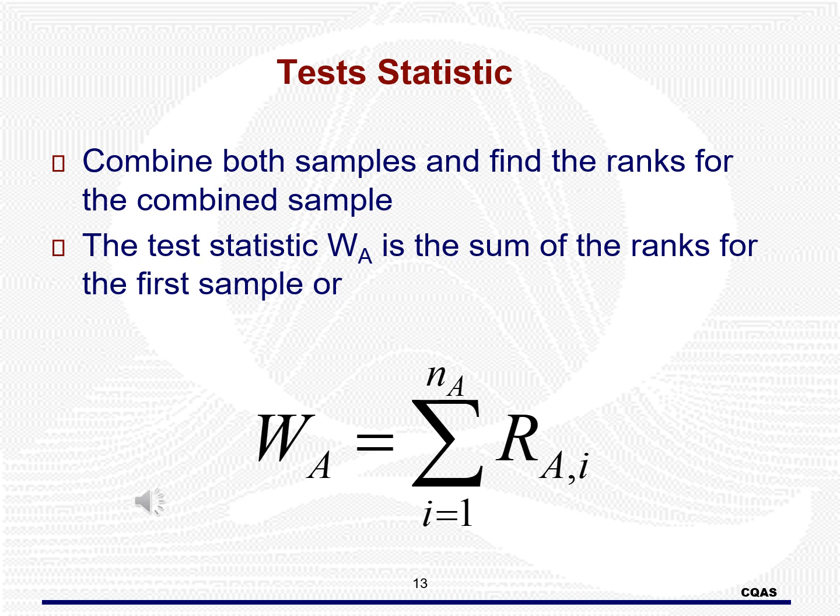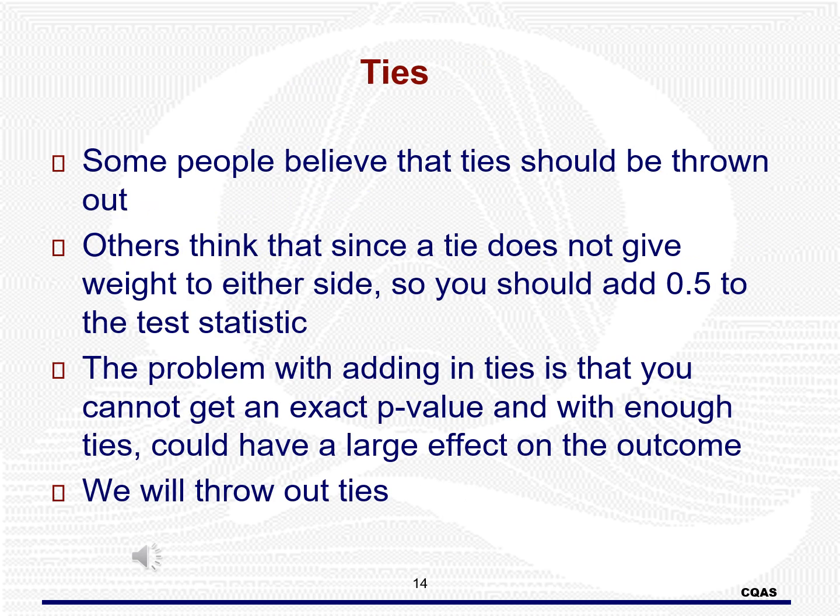Once we get the test statistic, we need to find the p-value. Some people believe that ties should be thrown out. Others think that since a tie does not give weight to either side, you should add 0.5 to the test statistic. The problem with adding in ties is that you cannot get an exact p-value, and with enough ties, could have a large effect on the outcome. We will throw out the ties.